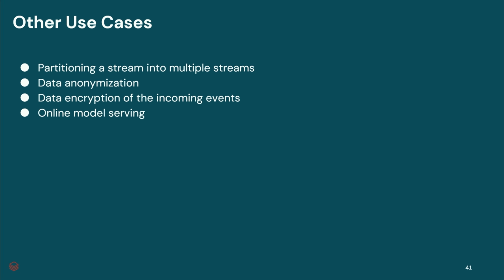Some of the other use cases we've been talking to customers about: one is a multiplexing use case, partitioning a stream into multiple streams, based off of whatever logic they want, to split a single data stream into multiple streams. So downstream, there can be different types of consumers. Another is data anonymization. And another is data encryption of incoming events. And then another, which is quite popular, is online model serving. They want to do online inference and serve results in real time with low latency.